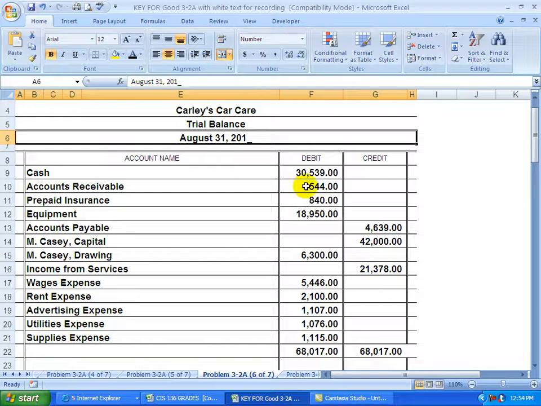Then you're going to take all the account balances. So once you do all your posting, you're going to have balances for cash, accounts receivable, and so forth. Notice that assets, drawing, and expenses have debit balances, and your liabilities, your capital, and revenue have credit balances. When you're done, you should have two equal totals, because the debit should equal the credit. There should be a single line above this yellow and a double line underneath.